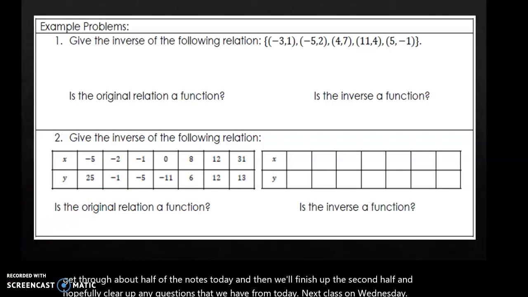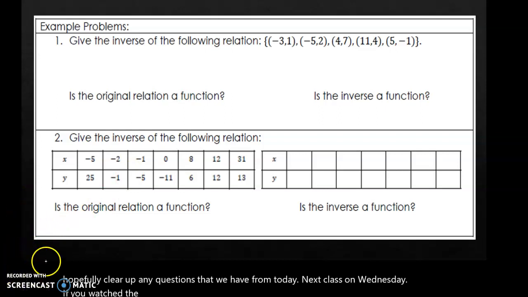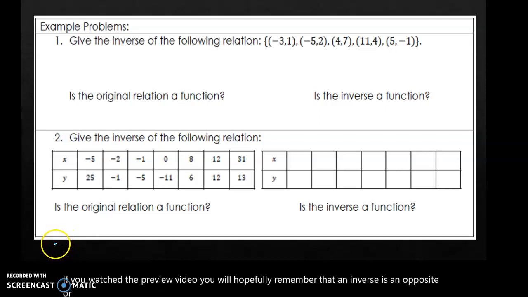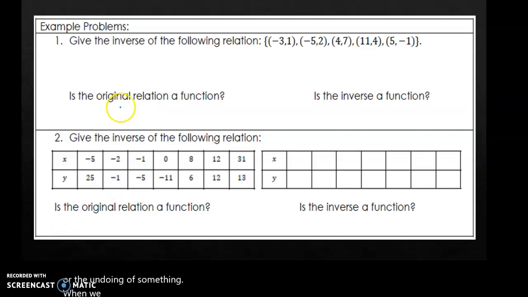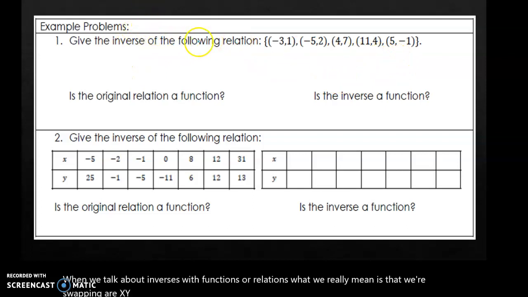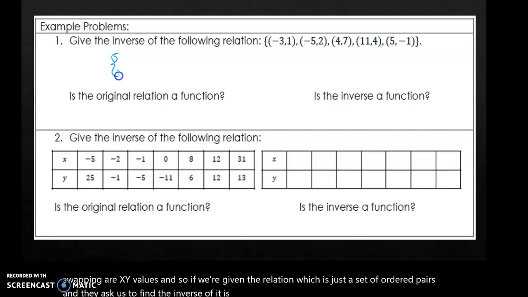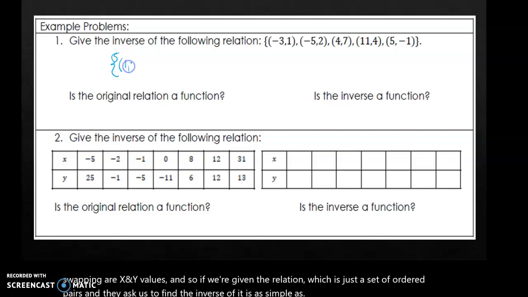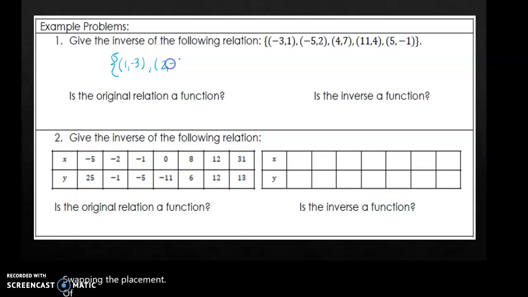So if you watch the preview video, you will hopefully remember that an inverse is an opposite or the undoing of something. When we talk about inverses with functions or relations, what we really mean is that we're swapping our x and y values. And so if we're given the relation, which is just a set of ordered pairs, and they ask us to find the inverse of it, it is as simple as swapping the placement of our x and y's in each of our points.